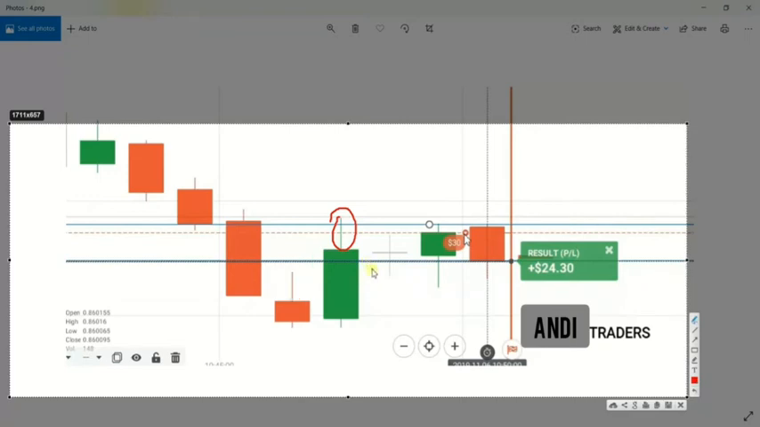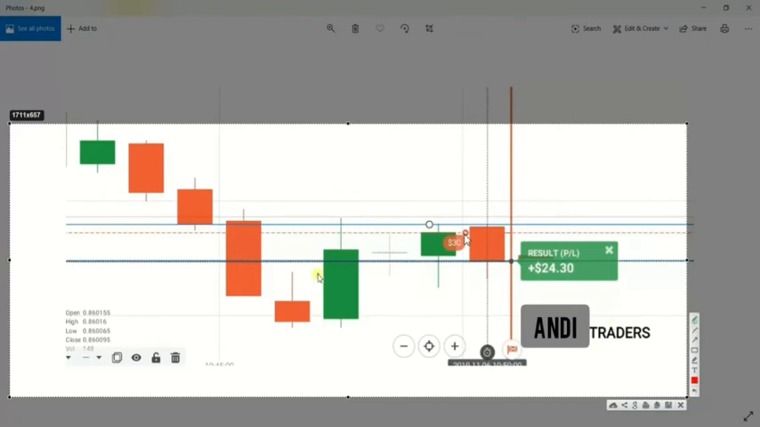What is the wick showing us? The wick shows us where the sellers enter. If you observe this candle, it is telling us the buyers go up, hit this level, and again sellers enter and the candle closes here, right? This wick is telling us.